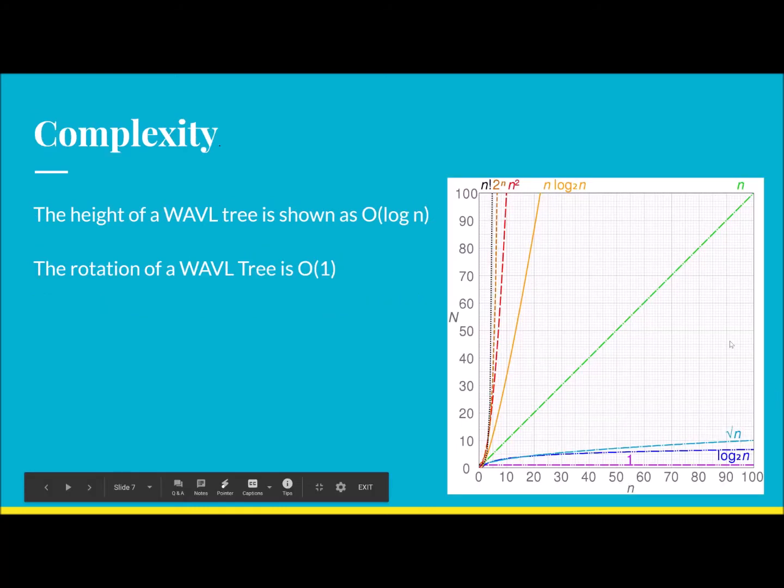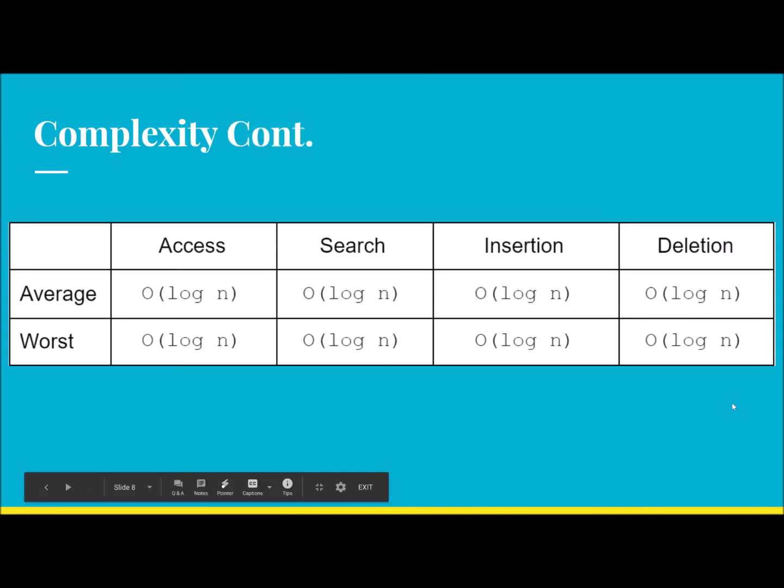In terms of time complexity, the height of a WAVL tree can be shown as O(log n). Rotating a WAVL tree is shown as O(1), as the rotation shifts the rank values simplistically. As shown in the table on this slide, the best and worst cases in terms of time complexity for all operations are of the form O(log n). This time complexity beats many of the other closely related binary search trees, as it is significantly faster.